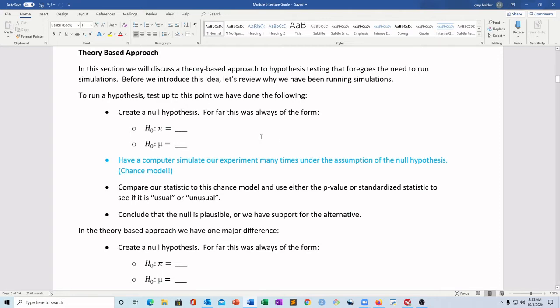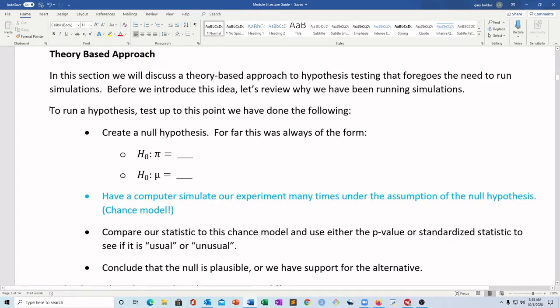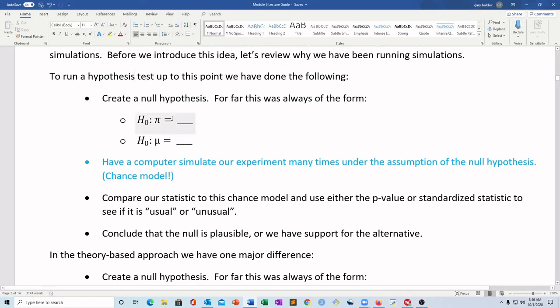So you'll feel really good. So let's think about this. Up to this point, we're going to start right here. Up to this point, to run a hypothesis test, we did the following. We created null and alternative hypotheses, right? So our null hypothesis at this point looked like pi equals, if you're categorical, or if you're quantitative, it looked like mu equals. So these were the two different null hypotheses that we had made.